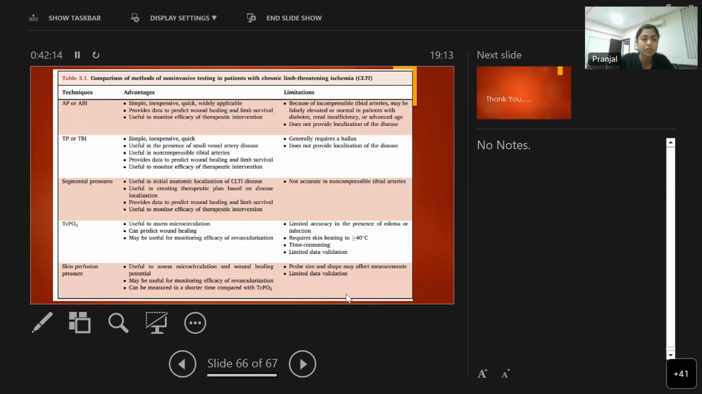Skin perfusion pressure is useful to assess microcirculation and wound healing potential. It may be useful in monitoring efficacy of revascularization, and it can be measured in a shorter time compared to TcPO2. But again, its limitations are there is limited validation, and the probe size and shape may affect its measurement.